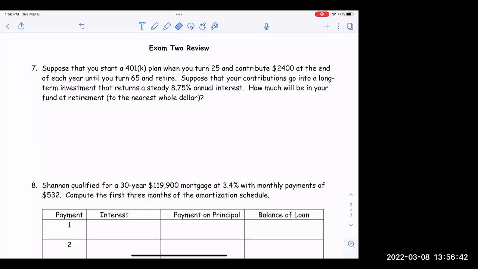Sometimes you might even use the word annuity, in which case count yourself lucky. So I'm already pretty darn sure this is going to be one of the annuity formulas, but we'll go through and label things to be sure.